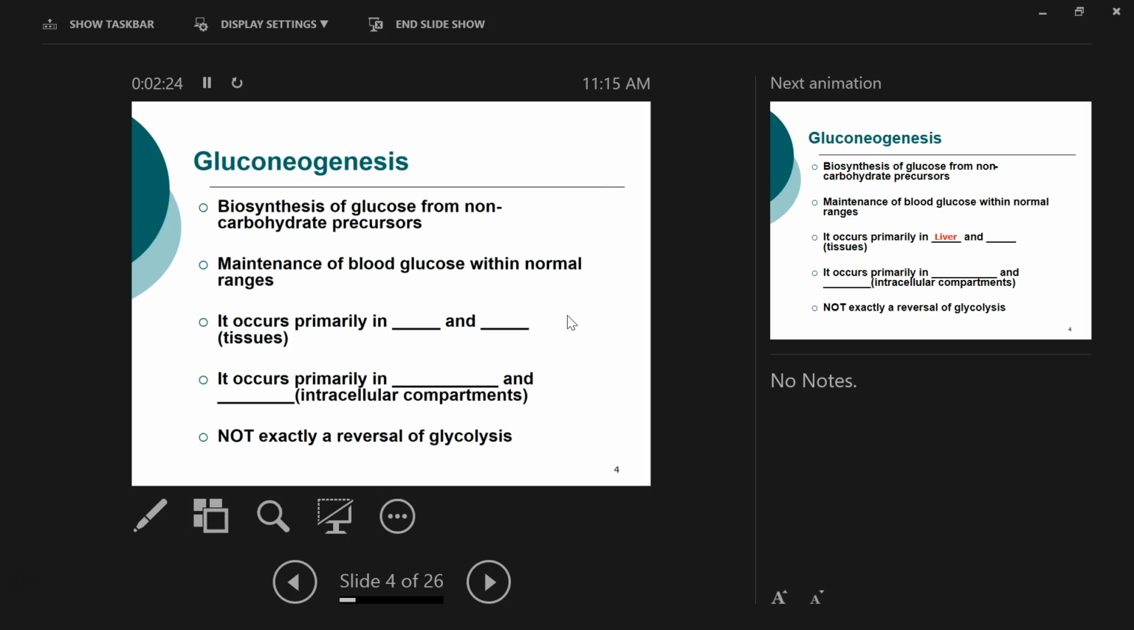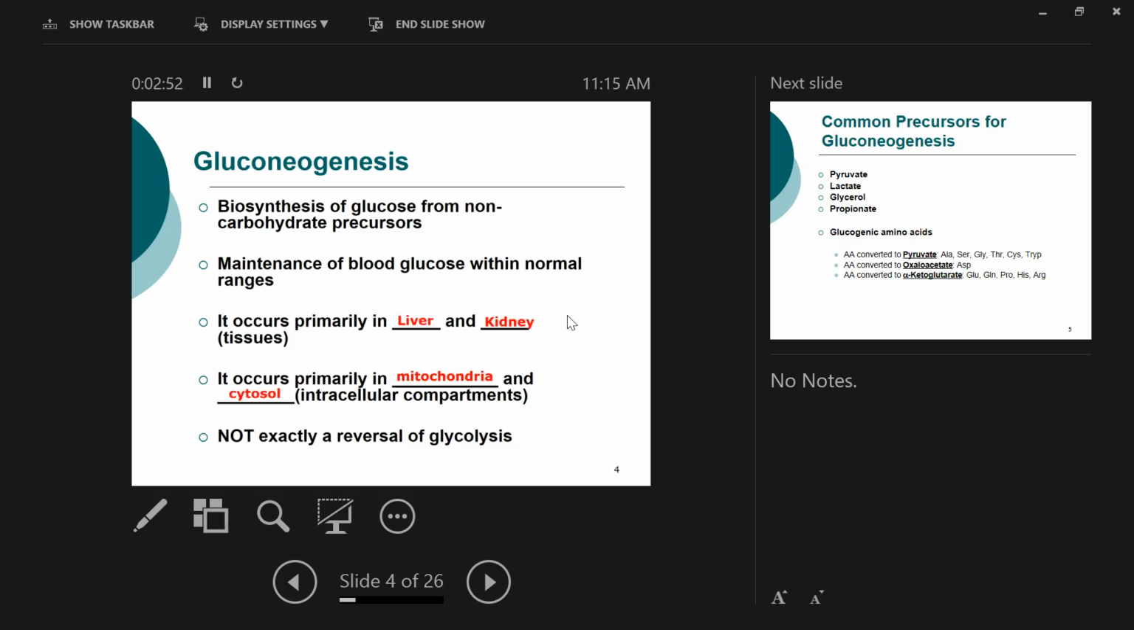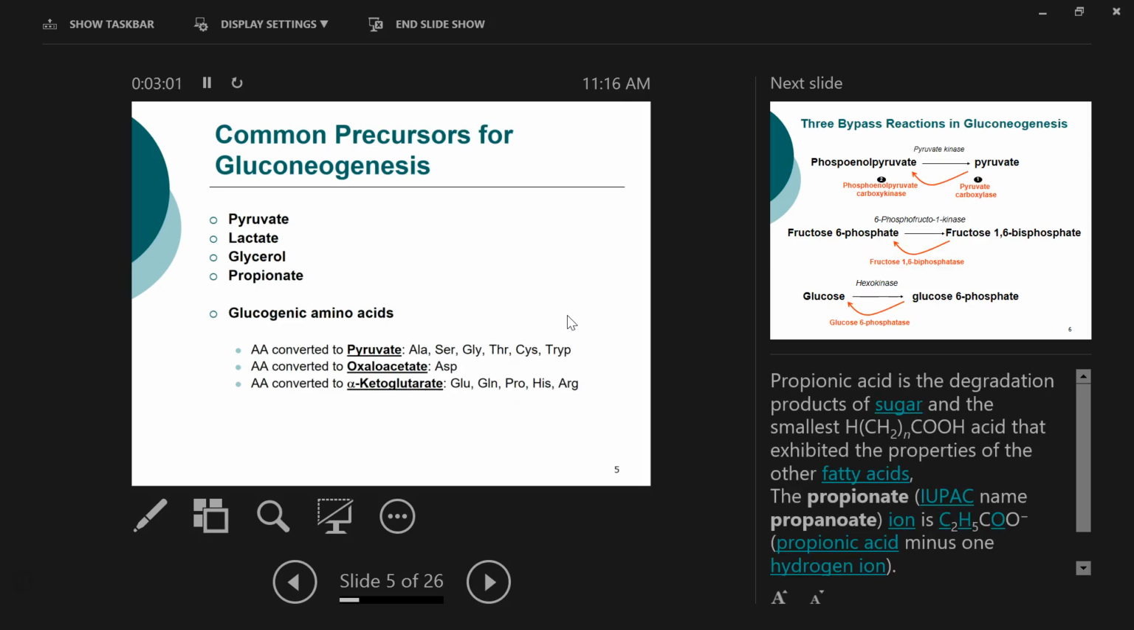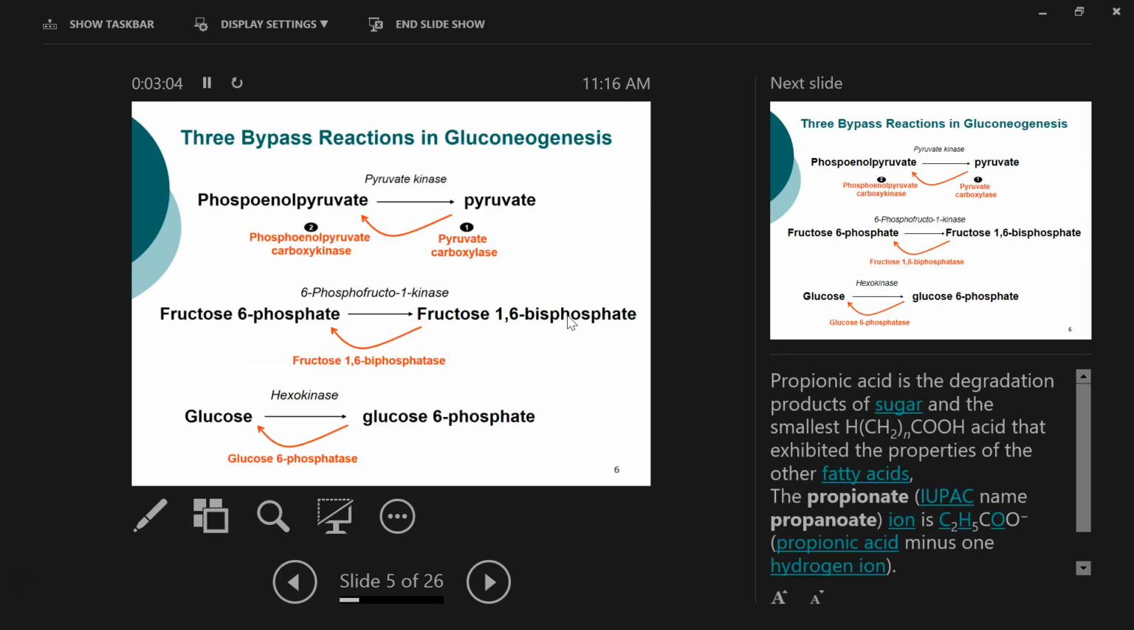And for gluconeogenesis, you need to know what the precursors are and what the purpose of gluconeogenesis is, which is to produce glucose from non-sugar precursors. It occurs primarily in the liver and kidney and during fasting, and can involve both mitochondria and cytosol. Still remember, sorry, I finished the precursors, right?